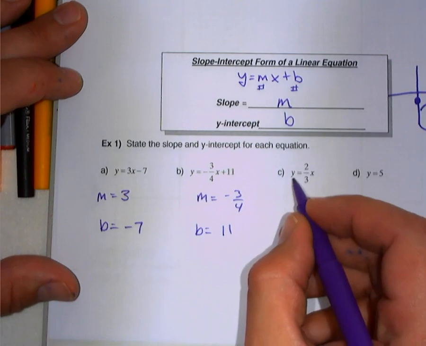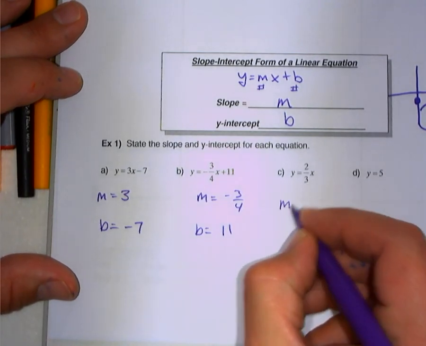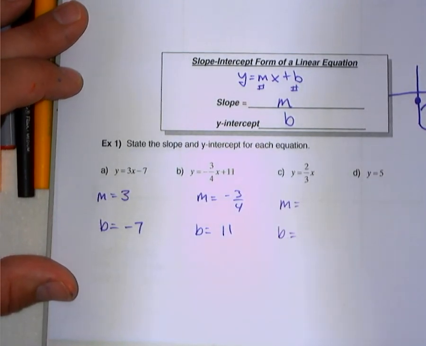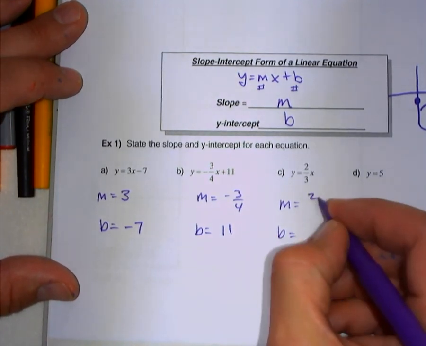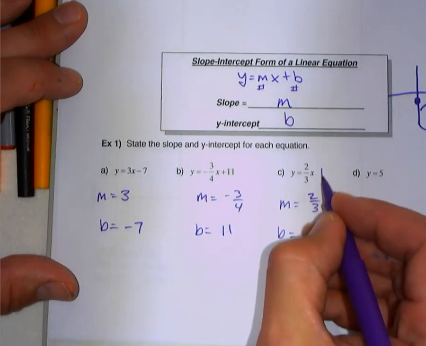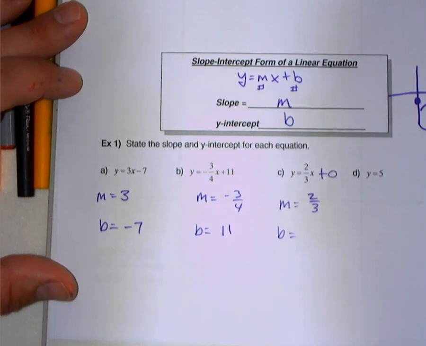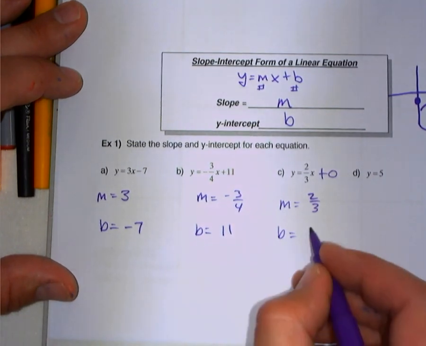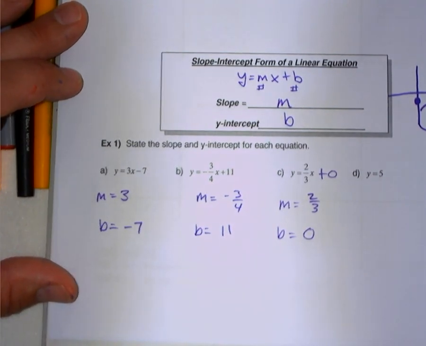So C, I've got y equals 2/3 x. So Rylan, nice job. M, what's M? Lynn? 2/3. And now, do you guys see a B value back here? No. So if you don't see a B value, it's kind of like +0. It's like you don't see it. So that B value is just 0. It's going to be crossing at the origin at 0, 0.